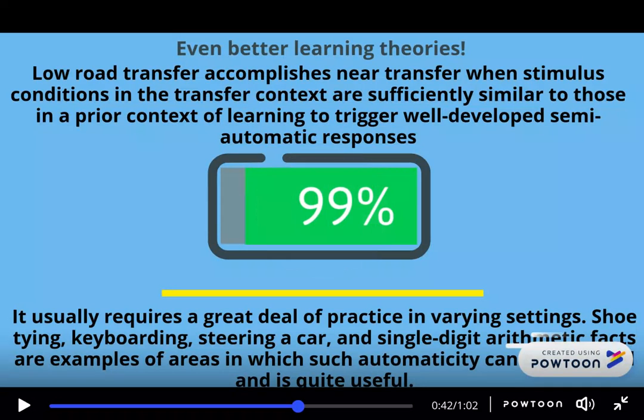So a couple of even better learning theories work off the near and far transfer, and that's low road and high road. Low road transfer accomplishes near transfer when stimulus conditions in the transfer context are very similar to those in the prior context of learning, and it triggers a well-developed and semi-automatic response. It usually requires a great deal of practice in varying settings. So, for example, shoe tying, keyboarding, steering a car. Once you learn how to do this, you can pretty much do this in other contexts.